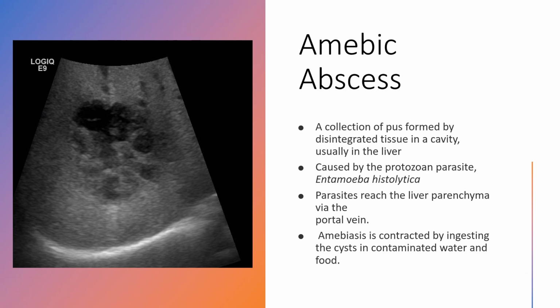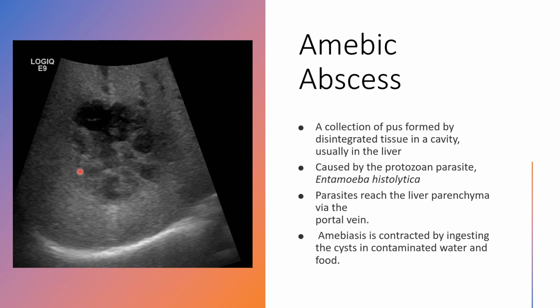Okay, amoebic abscesses are similar in appearance to pyogenic abscesses, but they have a different cause, right? The pyogenic abscess is caused by bacteria. Amoebic abscesses are caused by protozoan parasites. And what we're going to see is a collection of pus in that disintegrated tissue, and it's usually going to be in the liver. Okay, so it's going to have that hypoechoic to echogenic debris look.